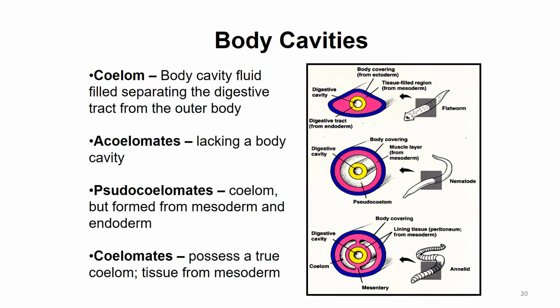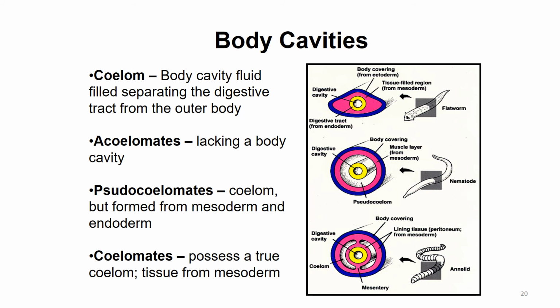Within the tissue layers, some organisms have body cavities known as a coelom. A coelom is a body cavity that is fluid-filled, separating the digestive tract from the outer body. We classify organisms based on the lack or type of body cavity.